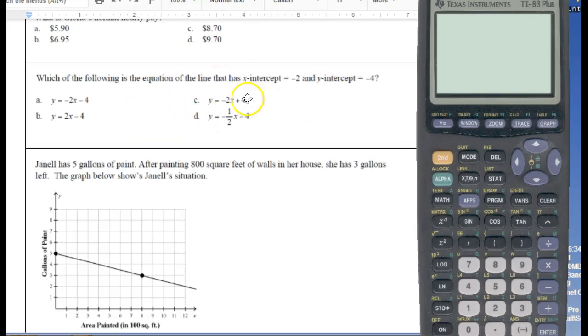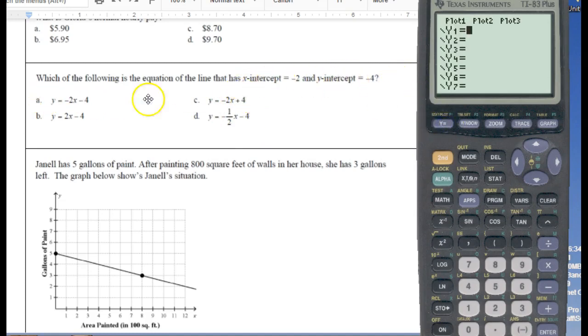Okay, so we're going to do this question right here, and this is really just a calculator question because it asked me for which one of these equations goes through the x and y intercept. Now I could do it a long way, but I'm going to show you a really cool way just to do this on your calculator, because I can easily graph these on my calculator and then I can just see if it goes through these points.